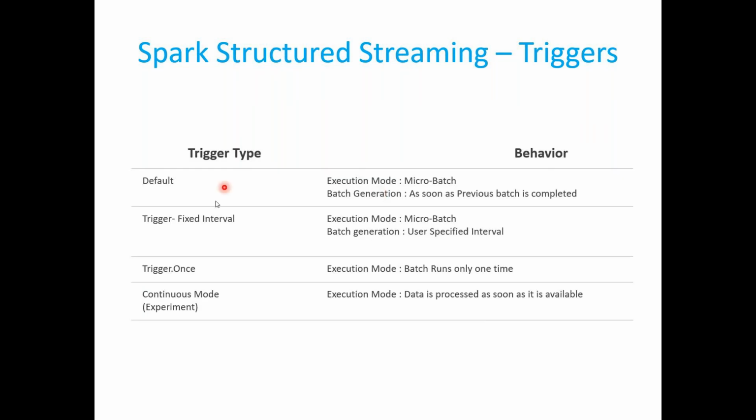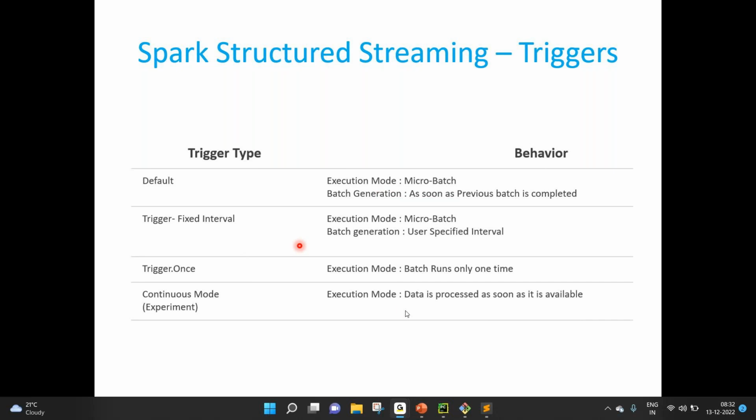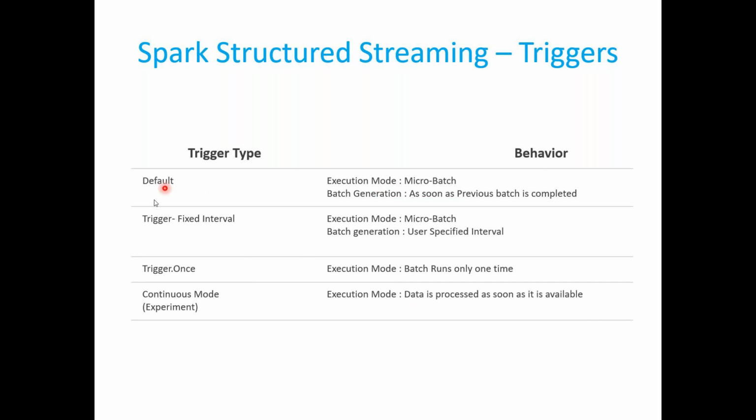So this is also another possible interview question. What are the different types of triggers that we have, and what is the default one? Totally we have 4. The default one is: as soon as you get the data, or the previous batch is completed, it is processed. This is something that we have dealt with till now. As soon as you get the data, it will be processed immediately.